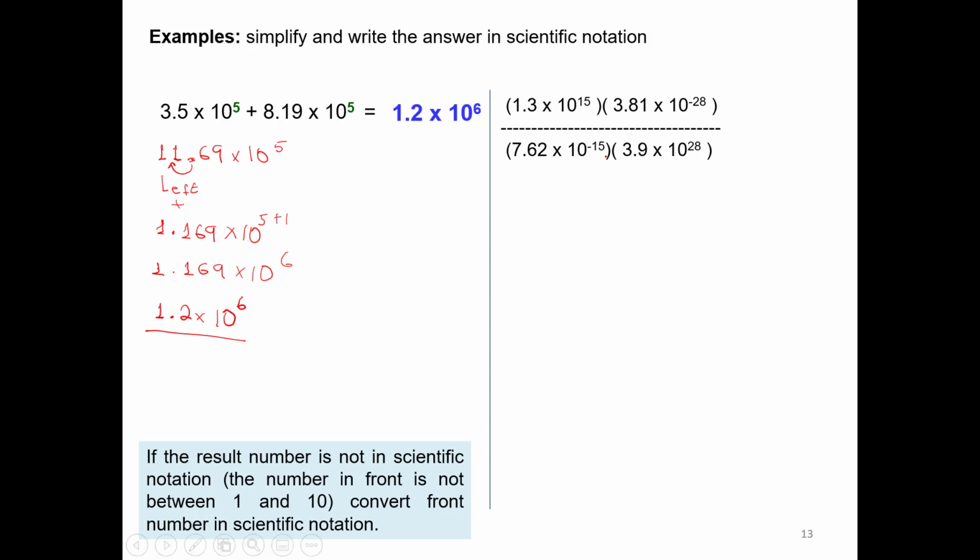For the second problem, we need to do a little more work because we have multiplication on top, and then we need to divide the results. Let's try to apply what we know. If we multiply numbers in scientific notation, we need to multiply the numbers first, 1.3 times 3.81, multiplied by the powers of 10, times 10 to the power minus 28.